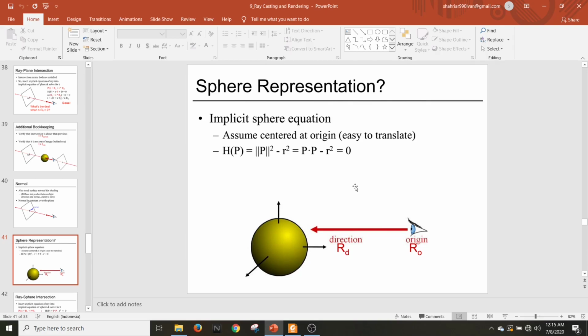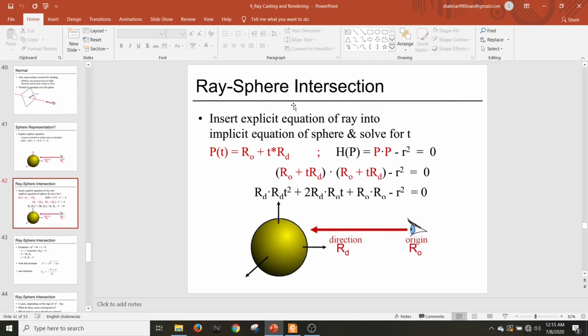So next we need to know how the ray sphere intersection will work. Similar to what we did with the plane equation, we will simply put the explicit equation of the ray into the implicit equation of the sphere and solve for t. So basically what we'll do is replace p with the right hand side of the ray, and then we'll get this particular step, and then when we multiply this we'll get this final result.